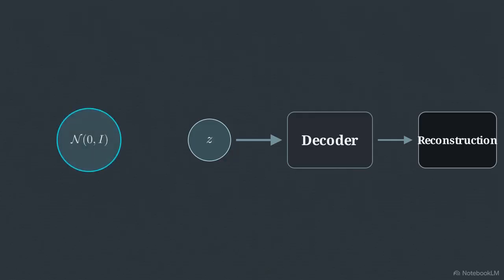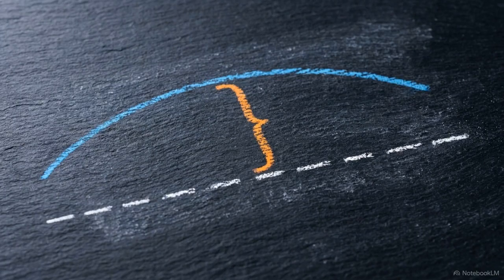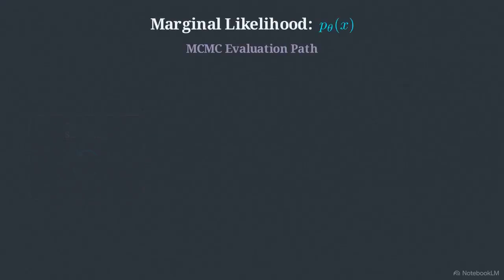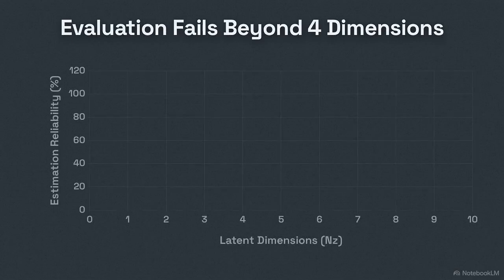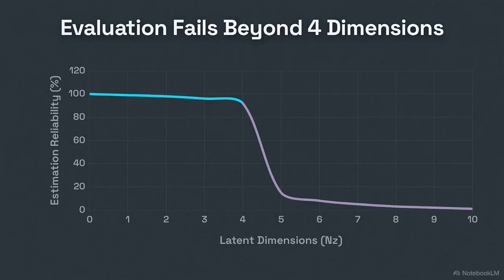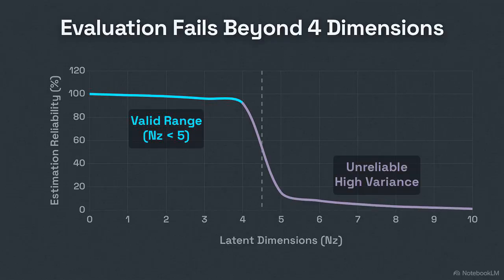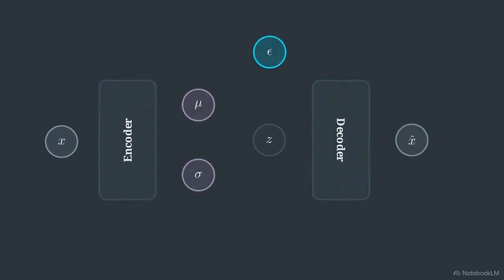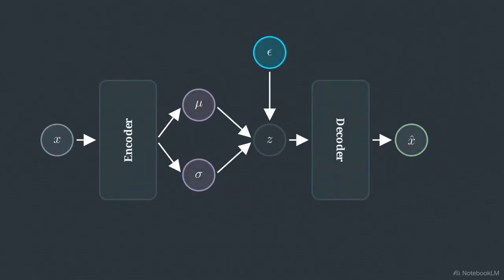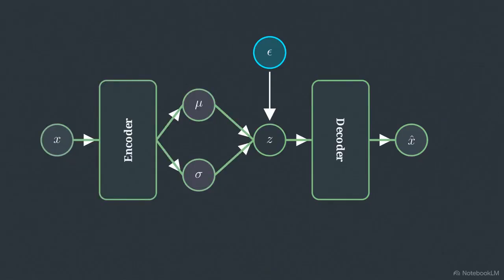After training, the encoder is no longer needed. To generate new data, we draw samples from the prior and pass them directly through the decoder. Evaluation requires a different approach. Because the ELBO is only a bound, calculating the exact marginal likelihood requires a separate MCMC estimator. This direct evaluation process is highly unstable and strictly valid only for low-dimensional latent spaces of fewer than 5 dimensions. By applying the reparameterization trick, AEVB transforms the once intractable directed graphical model into an end-to-end differentiable neural network.